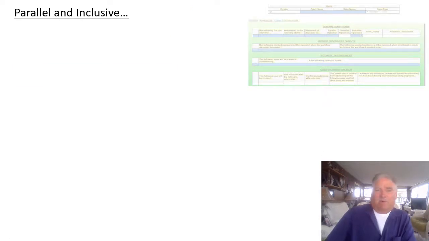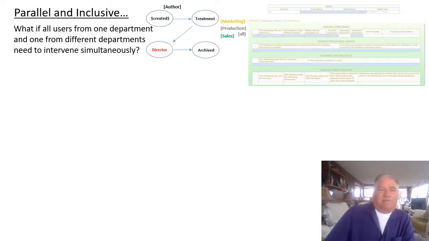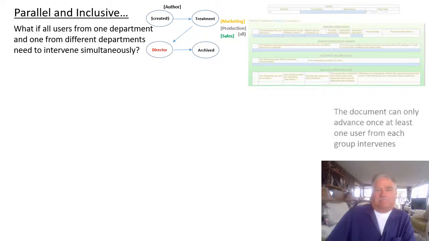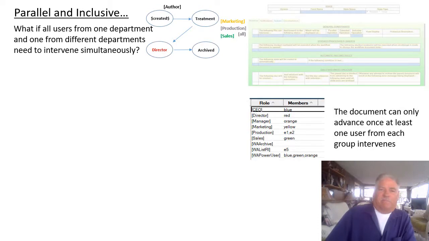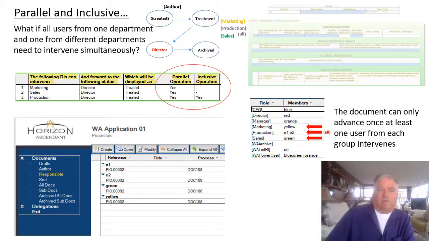These rules can be combined. Likewise, they can be combined with the other rules we saw prior. So here, a user from marketing and sales needs to intervene, and also all of those in group production need to intervene. So there are the definitions, and we will rapidly go through the various permutations.